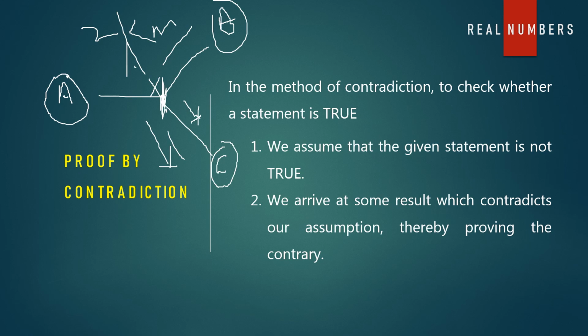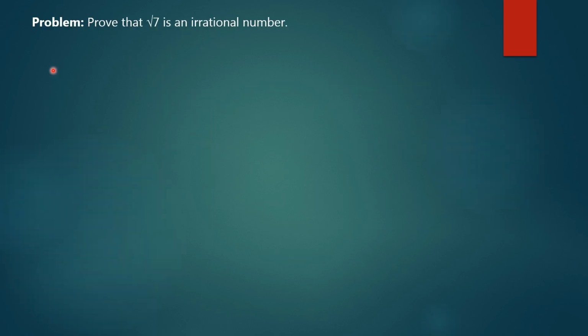he is clear that B is not on this side. He has to go back in this direction. That means whatever he assumed is wrong. That itself means the route for B is this one. I hope if we do a problem by using this method of contradiction, it will be very clear to you. Let's do a problem by using the method of contradiction.